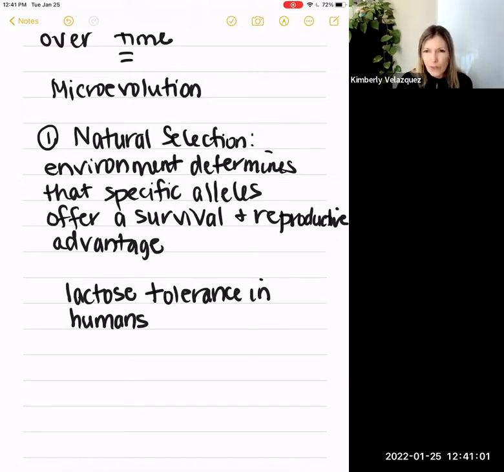As adults, we don't need to be able to digest milk. We aren't using milk as our primary nutrition source anymore. All baby humans, all baby mammals need to be able to digest milk, but as adults, we don't need to be able to do that. So the normal human genetic condition is that you stop making the enzyme that breaks down lactose.